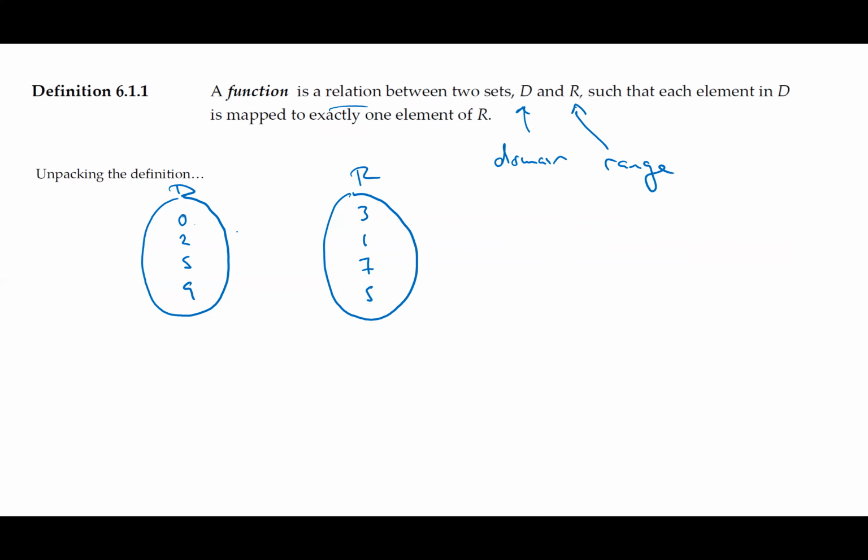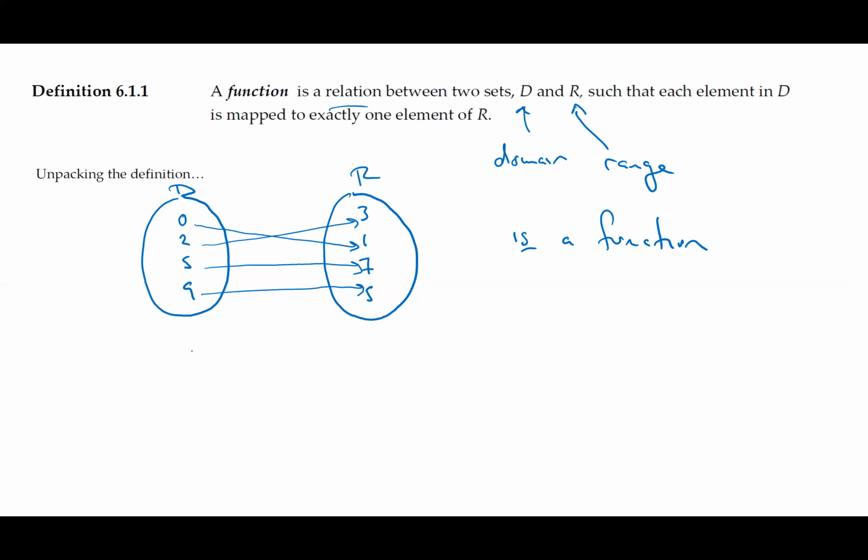And let's say that 0 gets sent to 1, 2 gets sent to 3, 5 gets sent to 7, and 9 gets sent to 5. Notice that every domain element goes to one output. 0 is only mapped to 1. 2 is only mapped to 3. 5 only to 7. 9 only to 5. This is a function, okay?